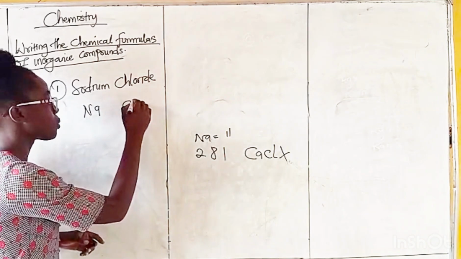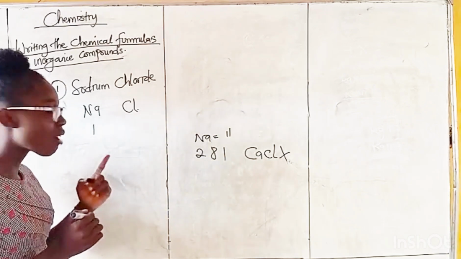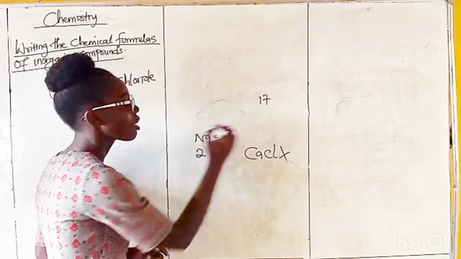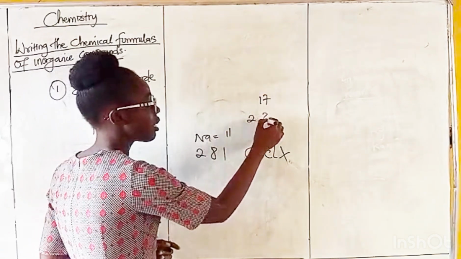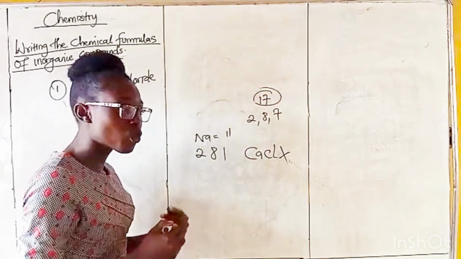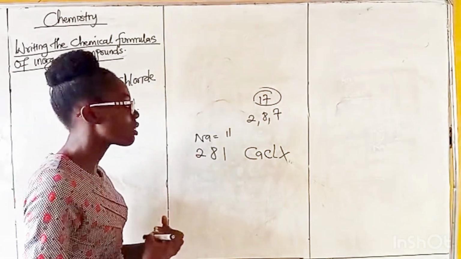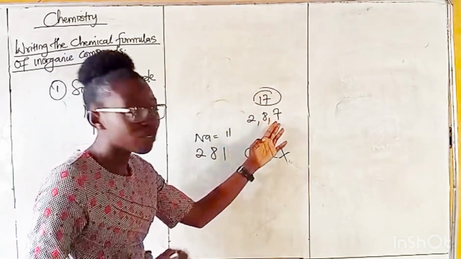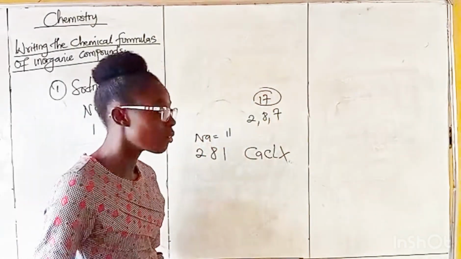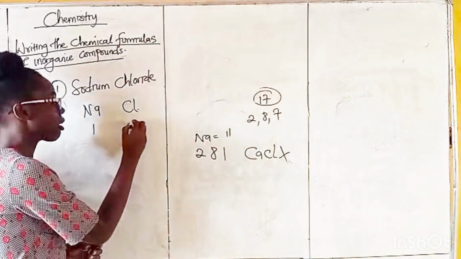What's the valency of sodium? 1. What's the valency of chlorine? Now how will you get the valency of chlorine? Chlorine has 17 electrons. 2 electrons on the first shell, 8, and then 7. Chlorine is a non-metal. It will not lose electrons to attain stability, but rather it will gain electrons. Now it has 2, 8, and 7. 7 electrons on its outermost shell, so it needs 1 to become stable. So that 1 electron is equal to its valency. So under chlorine, I write 1.